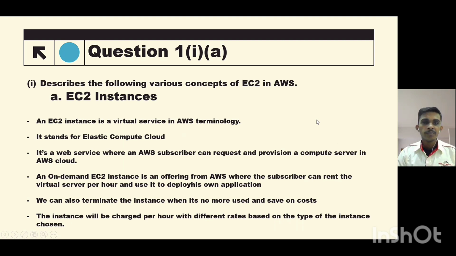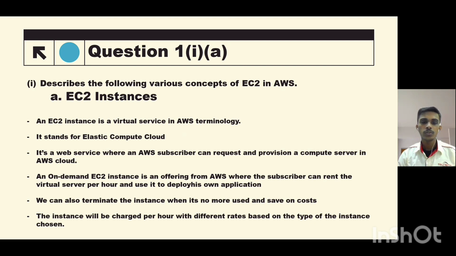Question 1A, describe the following various concepts of EC2 in AWS. A, EC2 instance. An EC2 instance is a virtual server in AWS terminology. EC2 stands for Elastic Compute Cloud. It's a web service where an AWS subscriber can request and provision a compute server in AWS Cloud.